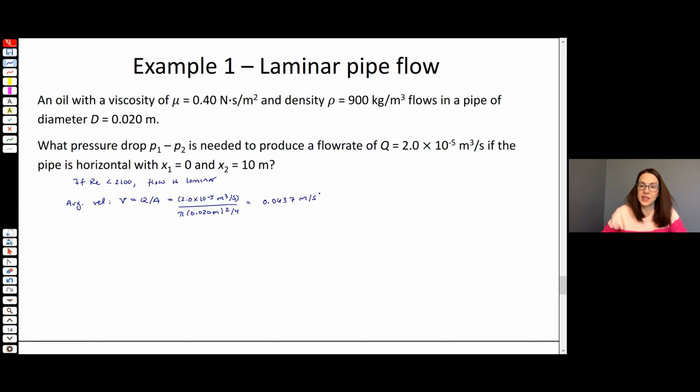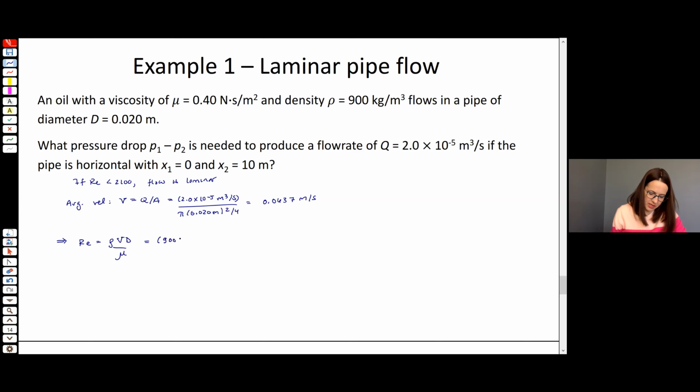So the mean velocity for this pipe flow is 0.0637 meters per second, right? So now the Reynolds number can be calculated. It's rho times mean velocity times pipe diameter over fluid viscosity.